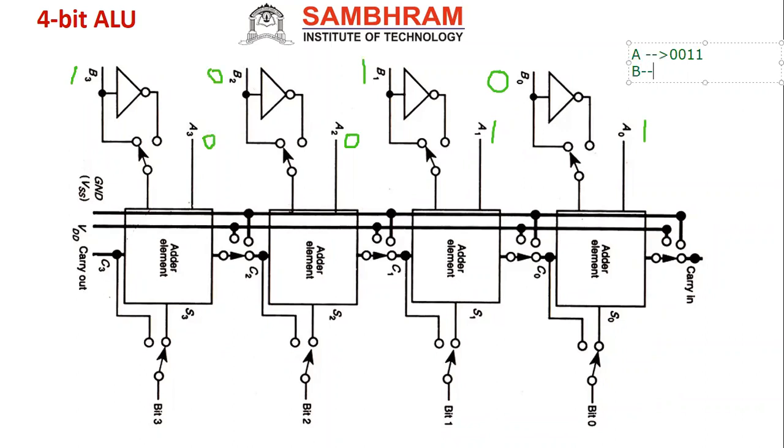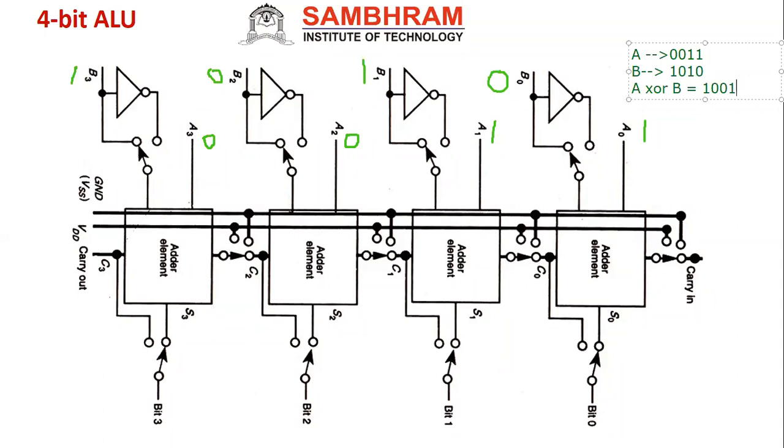The B input is B3, B2, B1, B0. It is nothing but 1, 0, 1, 0. Now this is my input. Now I need to perform some operations. The first operation I need to perform is XOR, that is A XOR B. So when I perform A XOR B, what output am I supposed to get? XOR gate, that is nothing but 1, 0, 0, 1. This is what we have to get, right?